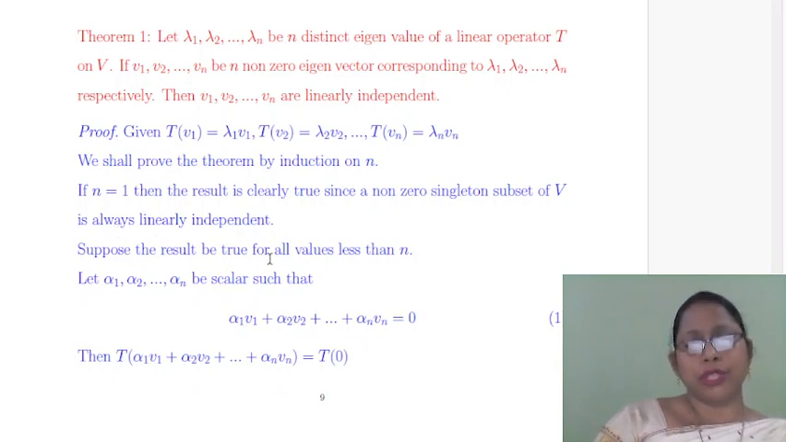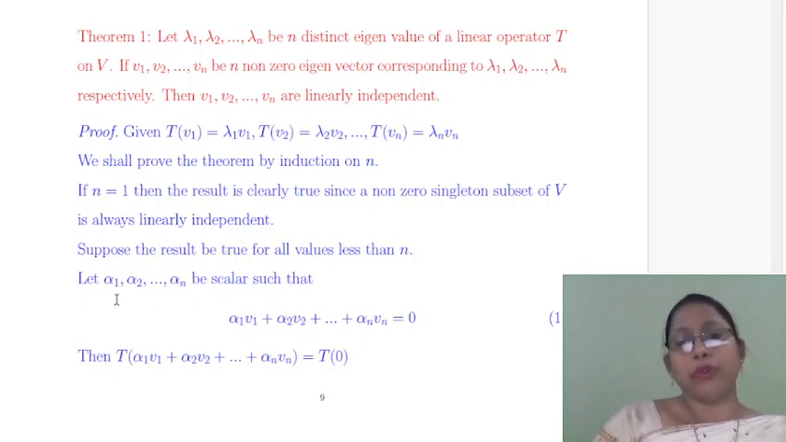Now we shall show that the result is true for all n. For that we consider the result holds for all values less than n. Now we are going to show that the result holds for n. For that we consider scalars alpha 1, alpha 2, dot dot dot alpha n, such that the linear combination of the scalars and eigenvectors b1, b2 up to bn is equal to 0. That is, alpha 1 b1 plus alpha 2 b2 plus dot dot dot alpha n bn is equal to 0.